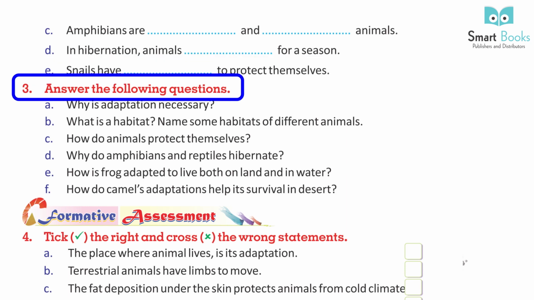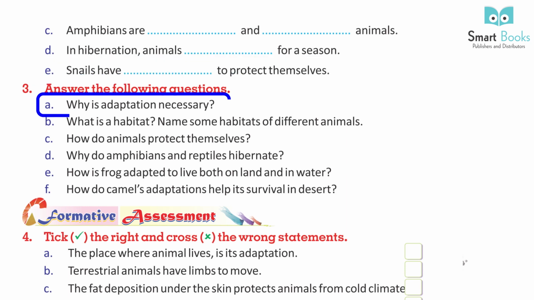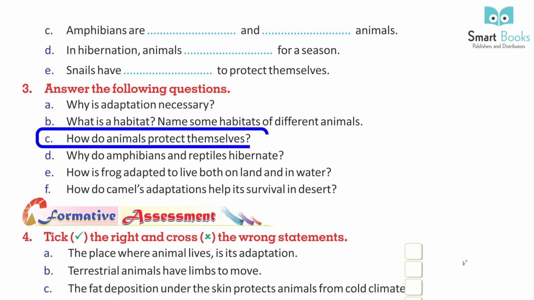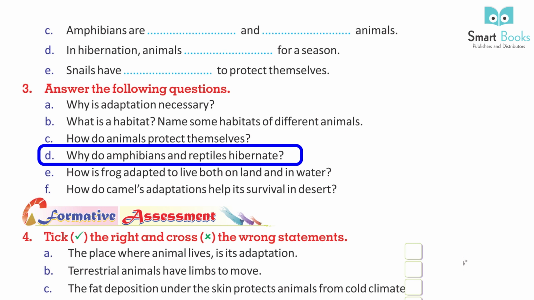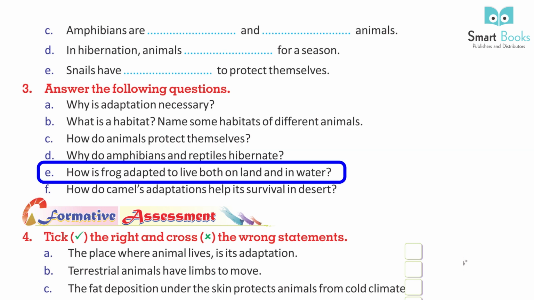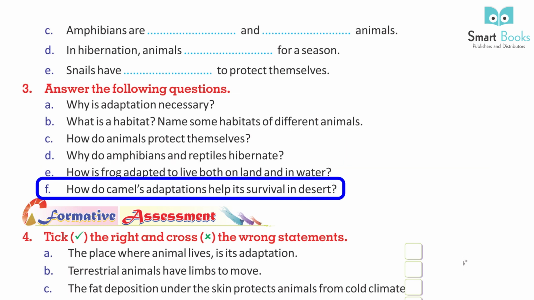3. Answer the following questions. A. Why is adaptation necessary? B. What is a habitat? Name some habitats of different animals. C. How do animals protect themselves? D. Why do amphibians and reptiles hibernate? E. How is a frog adapted to live both on land and in water? F. How does a camel's adaptation help its survival in the desert?